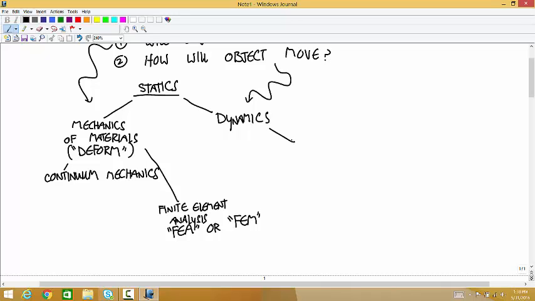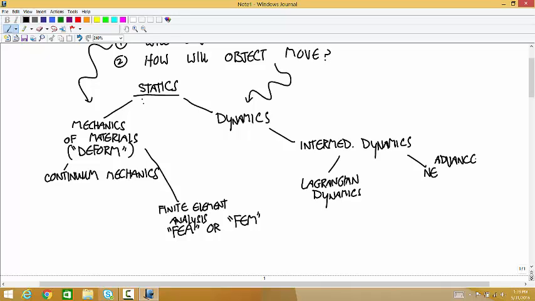And from dynamics, you go to, for those of you who are going into aerospace engineering or mechanical engineering, I think you'll take an intermediate dynamics class like your junior year. And then it'll break up into Lagrangian dynamics, where you're using energy methods, and Newtonian, let's say advanced Newtonian mechanics, where you're talking about forces.